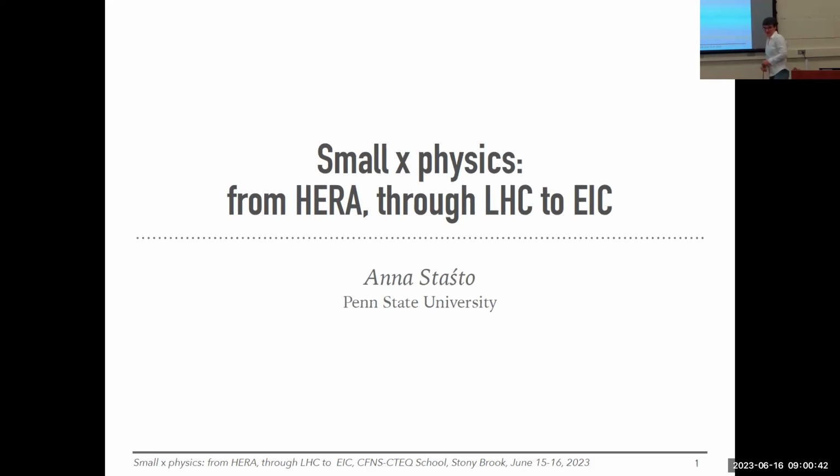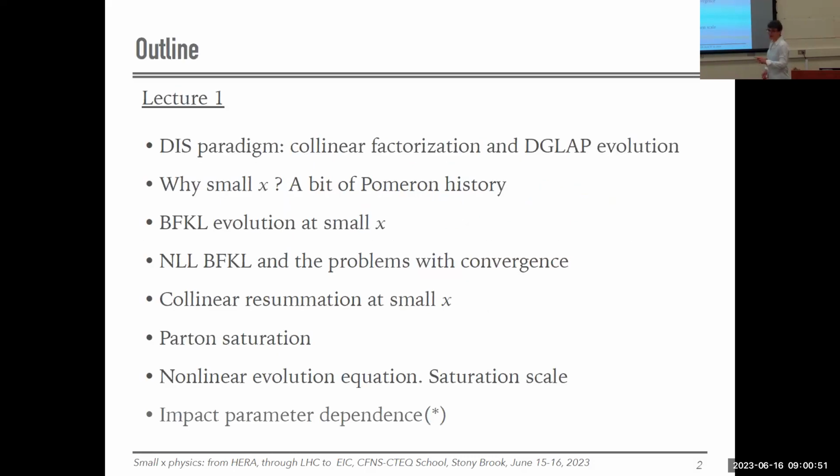So I will give the second lecture on small x physics, and I'll start with a reminder of what we learned yesterday. We started from the collinear paradigm of DIS, and we reminded ourselves what collinear factorization and DGLAP evolution are, and it works very well. Then we learned that small x has quite a bit of history.